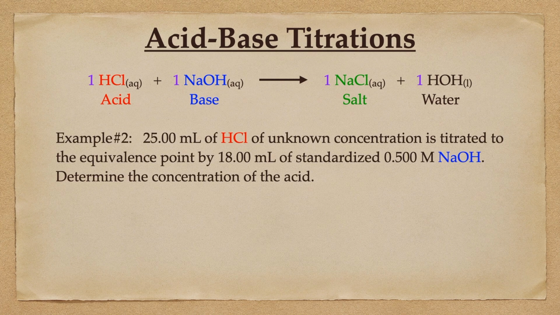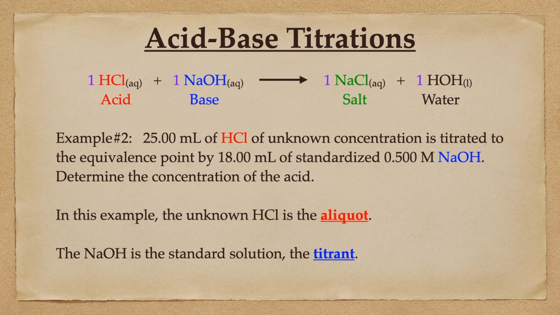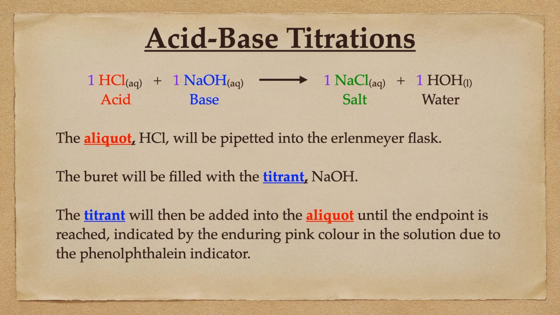For our second example, we're going to take 25 milliliters of hydrochloric acid of unknown concentration and titrate it to an equivalence point with 18 milliliters of standardized 0.5 molar sodium hydroxide. In this case, the hydrochloric acid is the aliquot and the sodium hydroxide is the titrant.